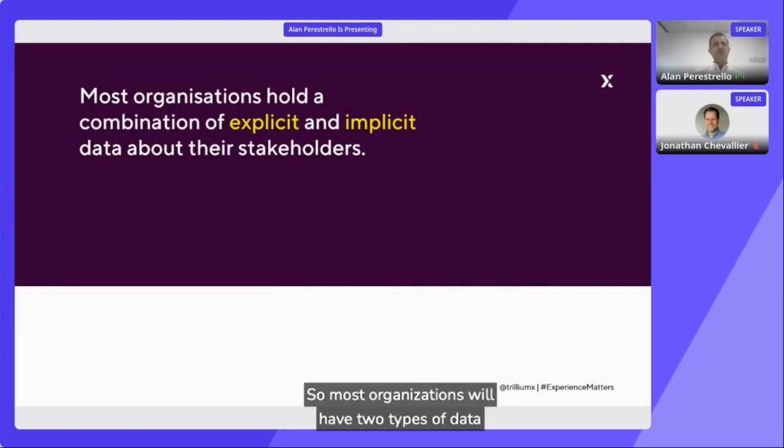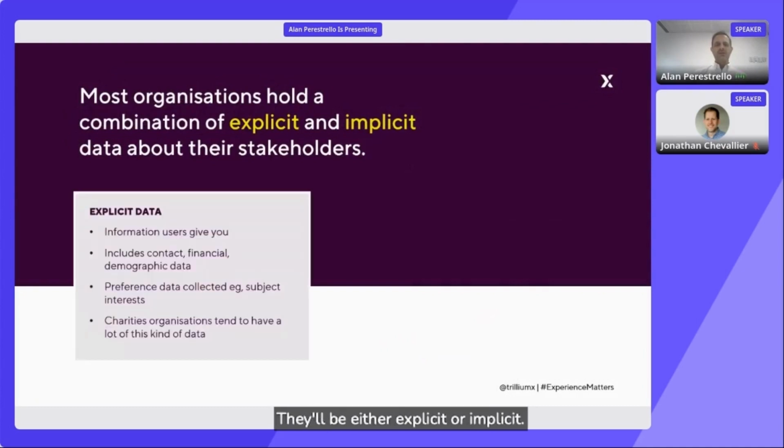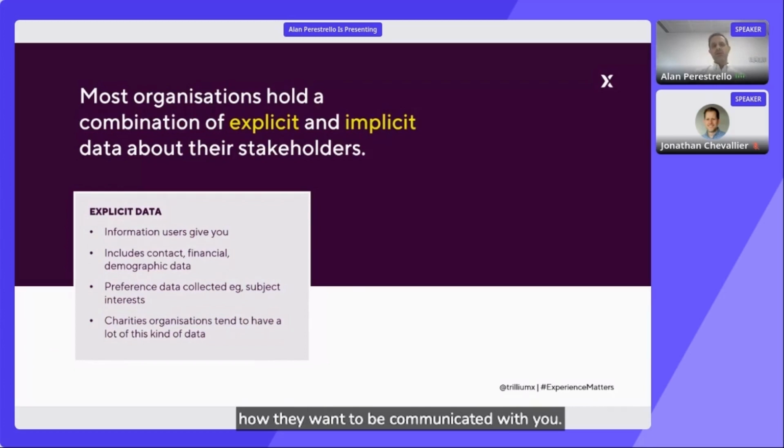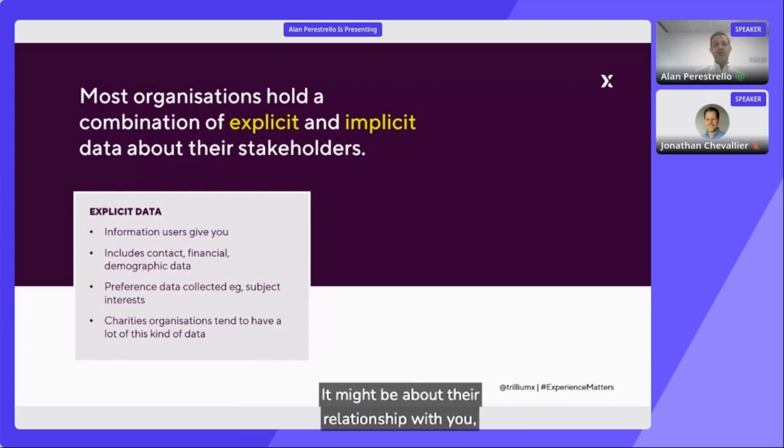So most organizations will have two types of data about your stakeholders. They'll be either explicit or implicit. Explicit data is really about information that, maybe, donors give you. It could be everything from contact and financial information. It could be demographics. A lot of the time it's preferences in terms of how they want to be communicated with. It might be about their relationship with you.